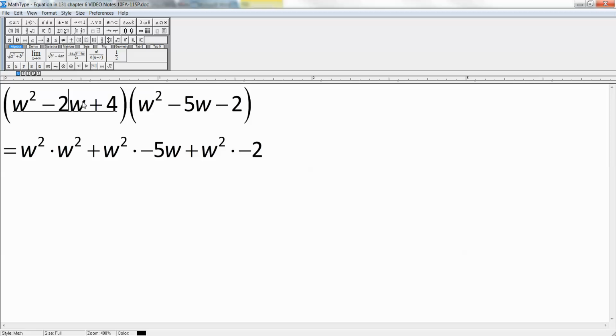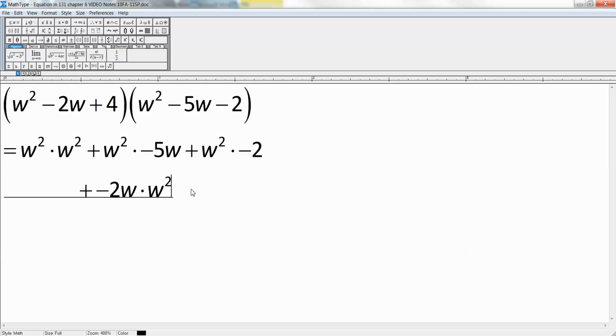Now I'm going to do 2w times this w squared business. Okay, so that's 1 plus 2 more makes 3, which if you'll notice lines up with this term right here. There's 3 of them there. So I'm actually going to line it up right below it and say plus negative 2w times w squared. Okay, kind of got it lined up.